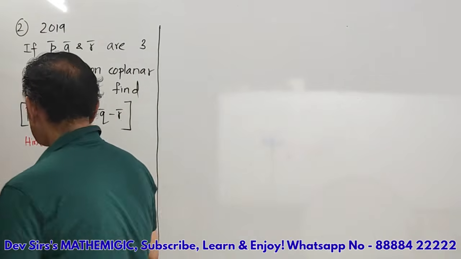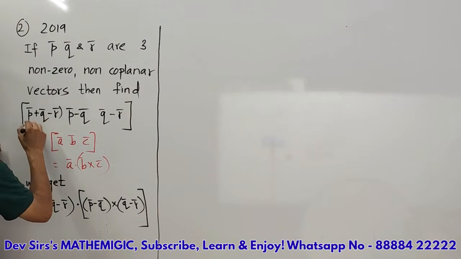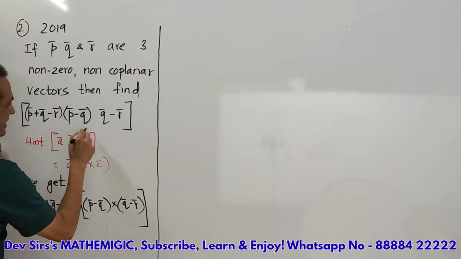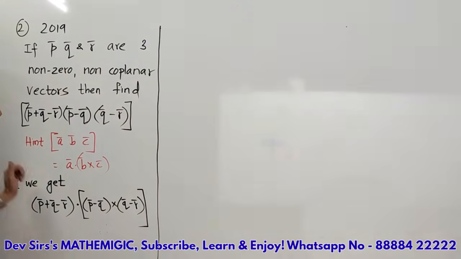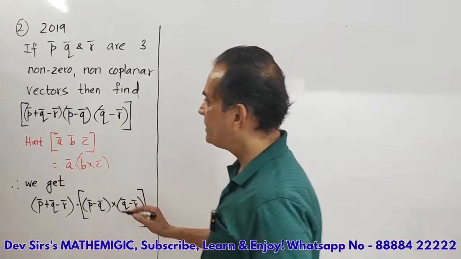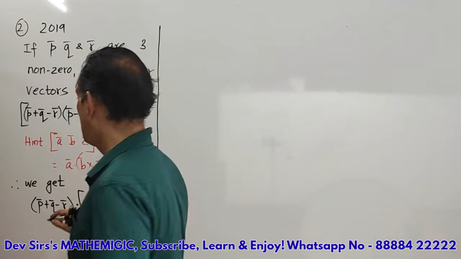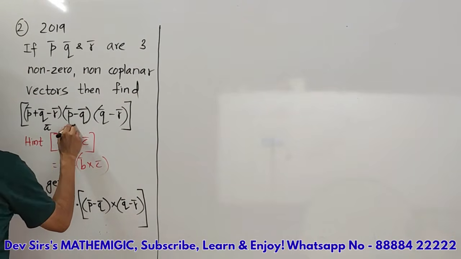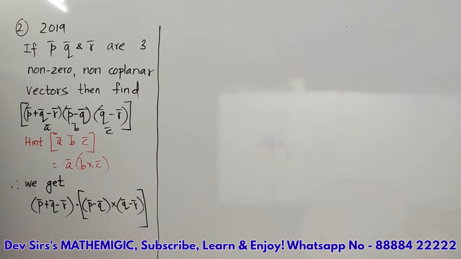Now inside this box we have three vectors. ये एक वेक्टर है, ये सेकंड वेक्टर है. उन लोग ब्रैकेट्स नहीं देते, unnecessarily confusion problem looks complicated. But if we simplify, these are the three vectors: A bar, B bar, C bar. So the box product rule says A dot B cross C. Therefore we get A means P plus Q minus R dot B cross C. P minus Q cross Q minus R.